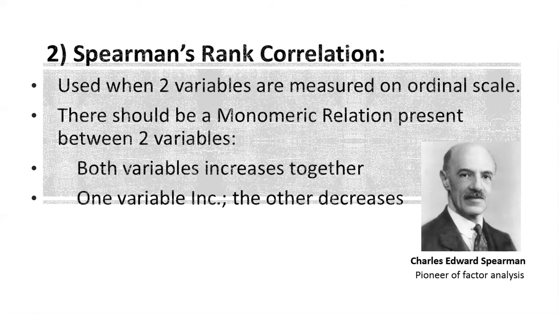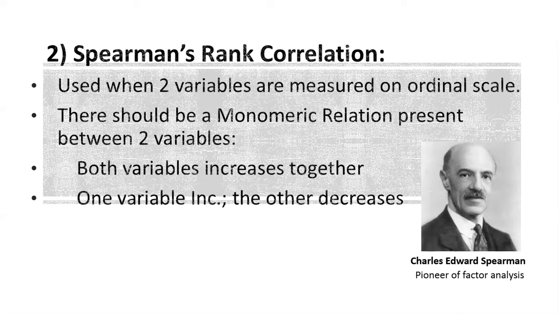Now our second type of correlation is Spearman's rank correlation. It was introduced by Charles Edward Spearman. He was the pioneer of factor analysis. He used two variables measured on an ordinal scale. The variables he selected should have a monotonic relation between them.